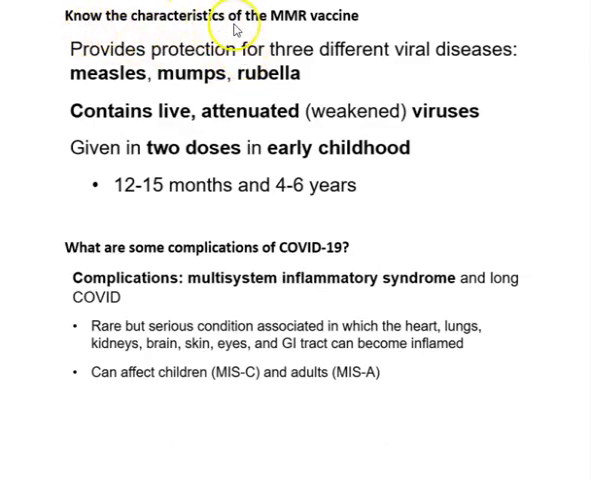I want you to know the characteristics of the MMR vaccine. So this is for measles, mumps, and rubella. It's a live attenuated vaccine, so it contains a live attenuated virus. It's given in early childhood, and it's given in 2 doses.